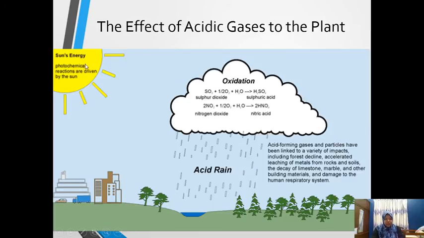So this is sun energy. The photochemical reactions are driven by the sun. Okay. So acid-forming gases and particles have been linked to a variety of impacts, including the forest decline, accelerated leaching of metals from rocks and soils, the decay of the limestones, the marbles and other building materials, and damage to the human respiratory system. So this is the sum of the effect of the acidic gases to the plants.